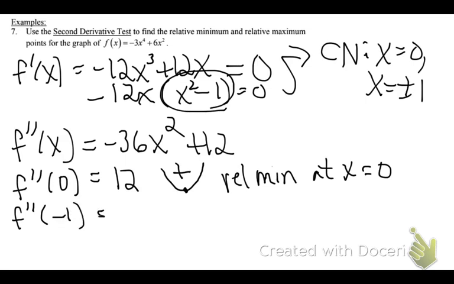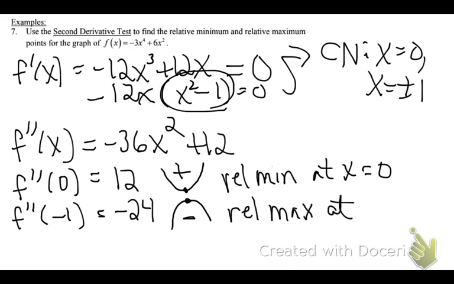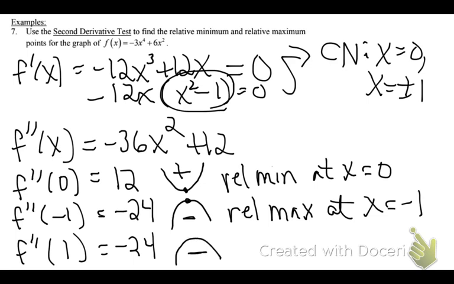Okay, then we check f double prime of negative 1. So negative 36 times negative 1 squared is negative 36. Negative 36 plus 12 is a negative 24. So that means that this is concave down, which will give us a relative max at x equals negative 1. And then finally, f double prime of 1 will also give us an output of negative 24. So that means this is concave down, which means we have a relative max at x equals 1.